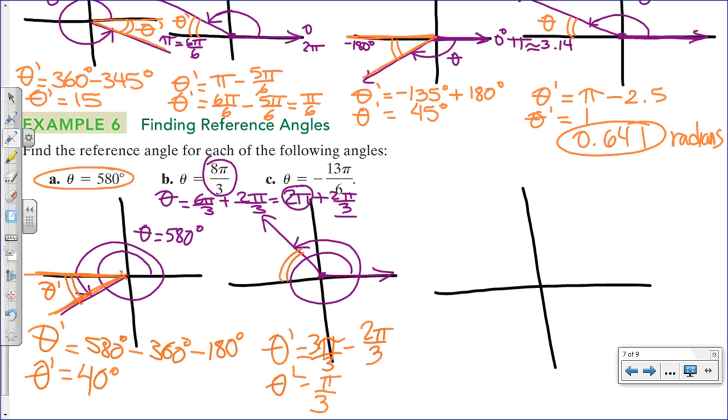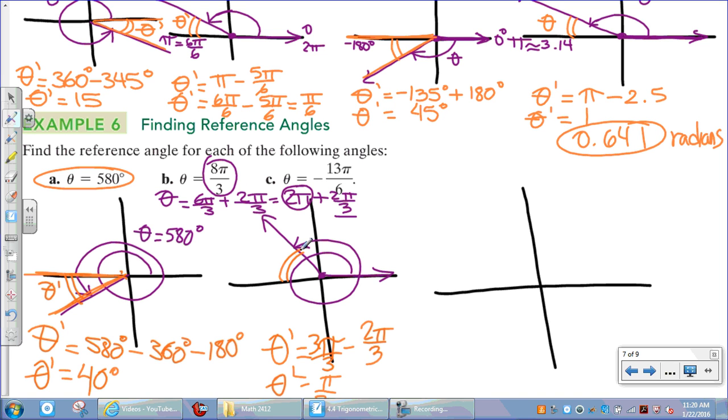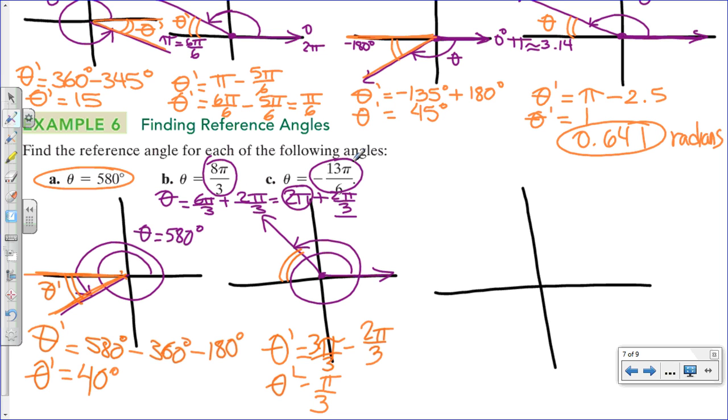Okay, the very last one is negative 13 pi over 6. Let's convert this one to a mixed fraction. That will be negative 12 pi over 6, and then minus pi over 6. So this will be negative 2 pi minus pi over 6.